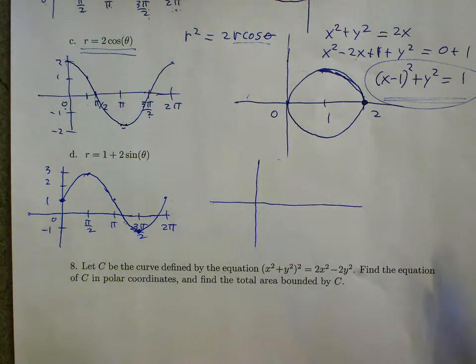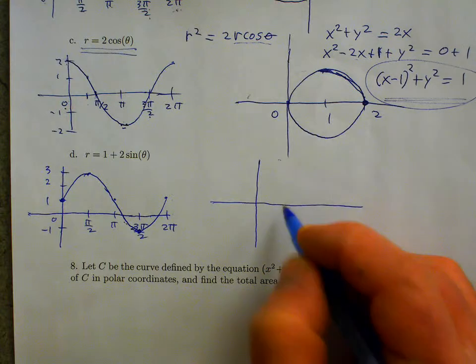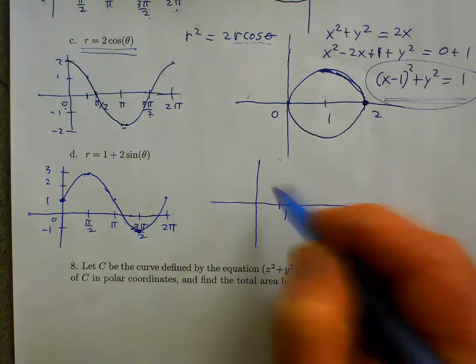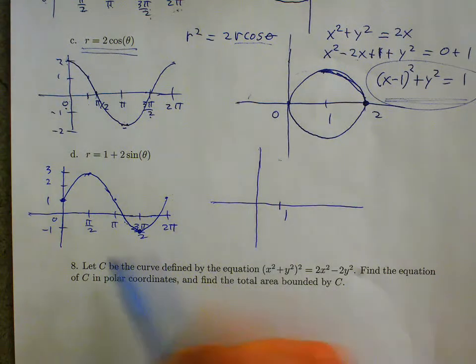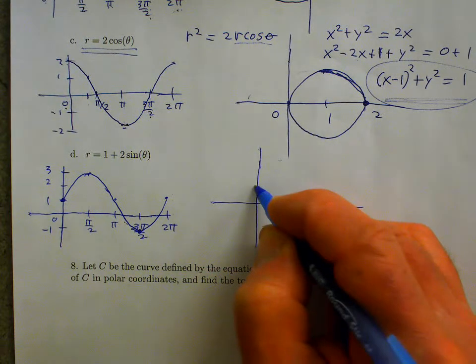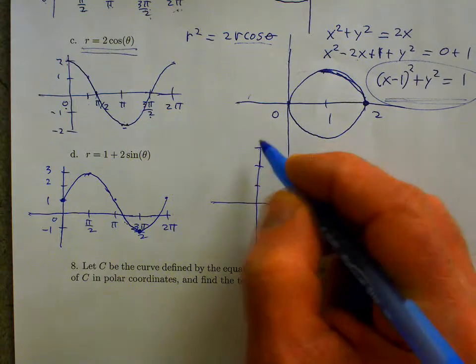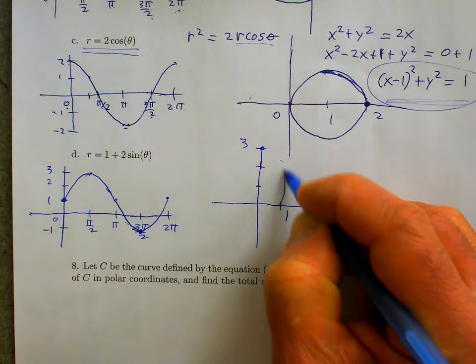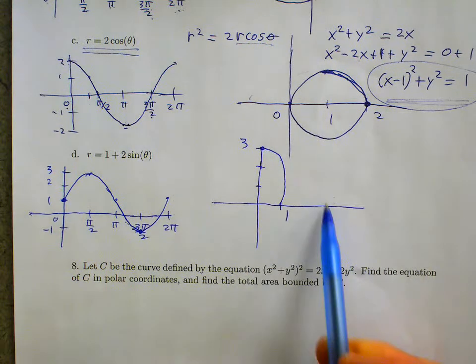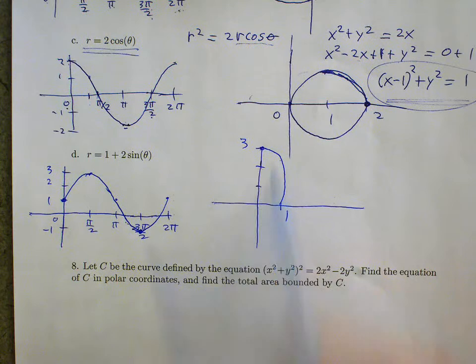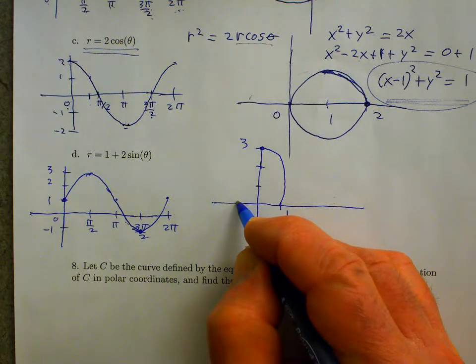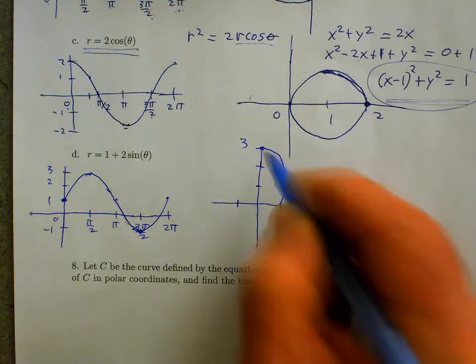when theta is 0, the r value is 1. At theta equals pi over 2, the r value is 3. So the graph is doing something like this between 0 and pi over 2. Between pi over 2 and pi, it's symmetric. It goes back to 1.